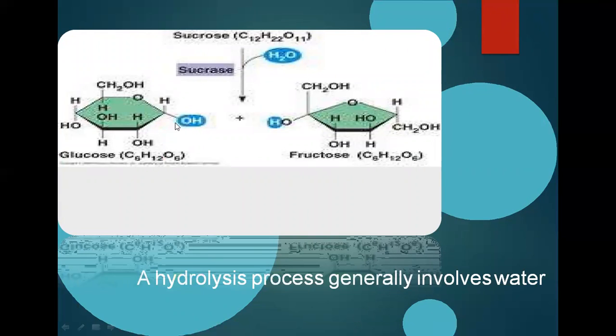This is sucrose, and what happens here? Sucrose breaks down into glucose and fructose. Okay, so when we dissolve sugar in water, what happens? The sugar disappears and forms glucose and fructose, with the same chemical formula but a different structure.